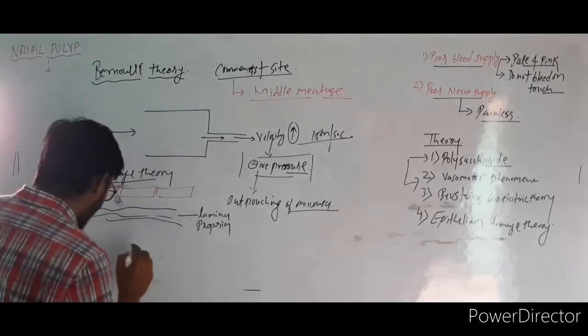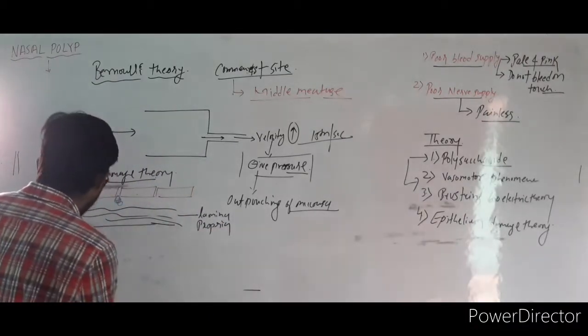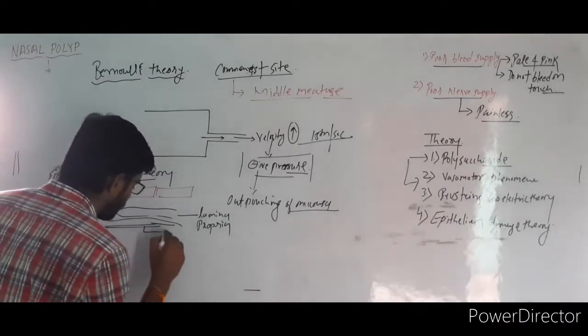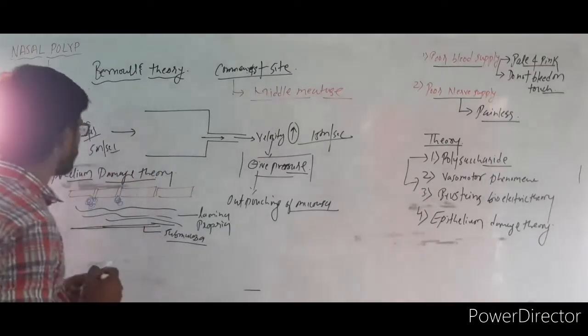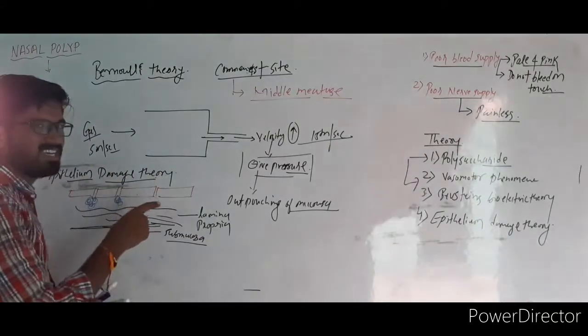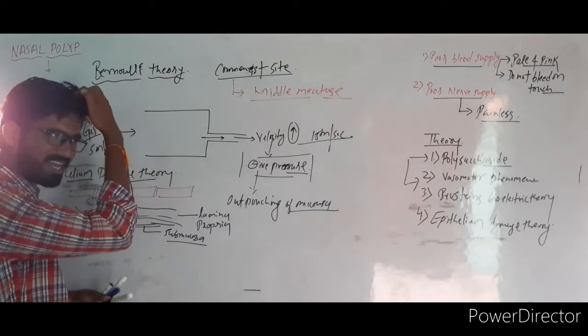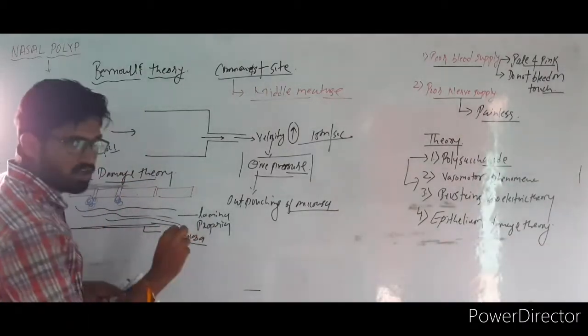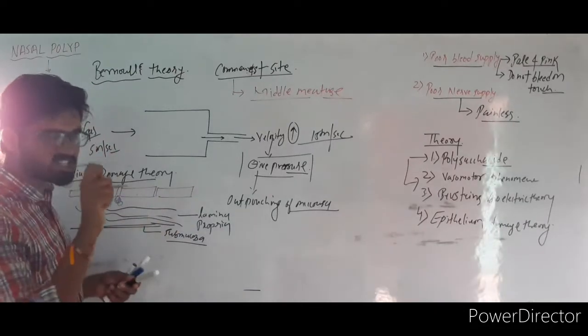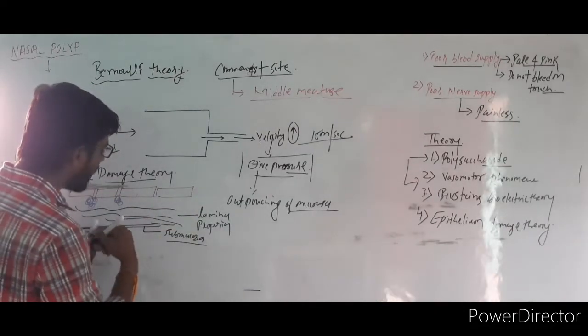Lamina propria. And here is the submucosa. This thing is the submucosa. This thing you have to remember, right? So what is happening in the epithelium damage theory, if there is epithelium damage? If there is epithelium damage, what will happen? This lamina propria, due to the edema, due to any infection, what is happening?